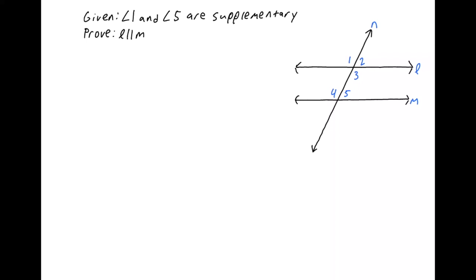Alright, so here's one problem. You're given that angle 1 and angle 5 are supplementary. Remember, that means they add up to 180 degrees. They want you to prove that line L is parallel to line M. Remember, two lines together like this mean parallel. So line L parallel to line M. So you have to make a two-column proof.